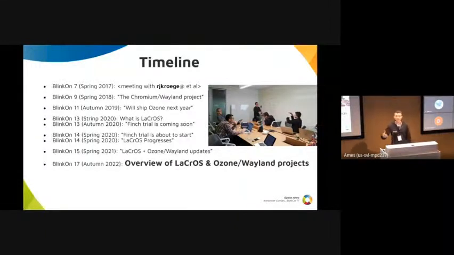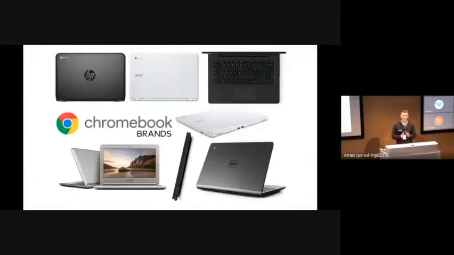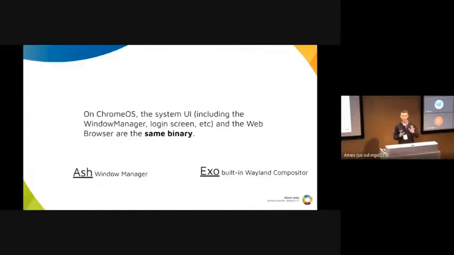And after that, we've been giving some updates to the community on many BlinkOns. What I want to show here is how two different worlds actually got connected and became a new project. So on one hand, we have the ChromeOS ecosystem, with various Chromebook devices and various Chromebook vendors. And for us to understand, I want to pay attention to three main concepts here.